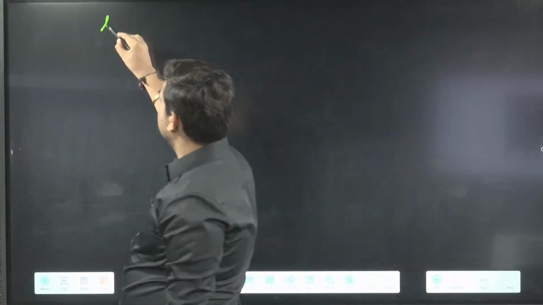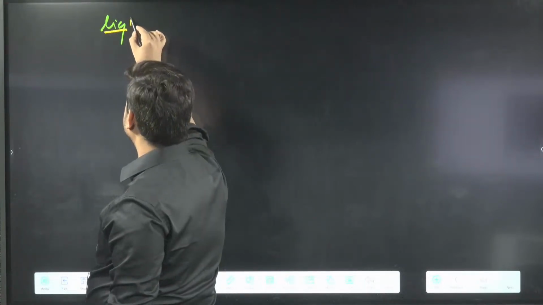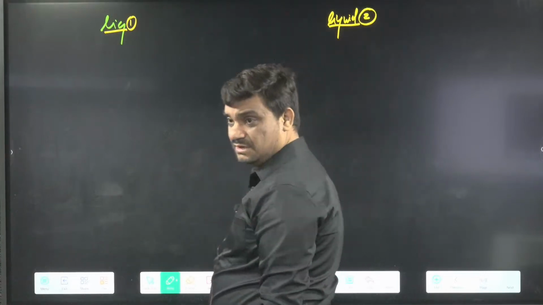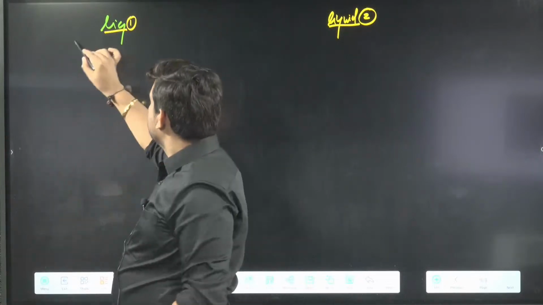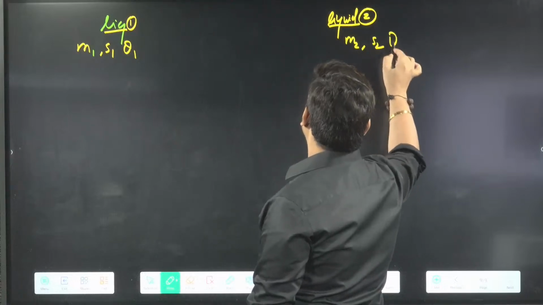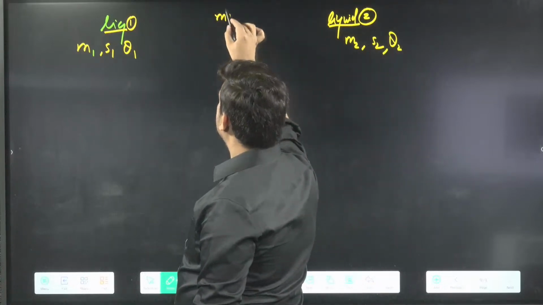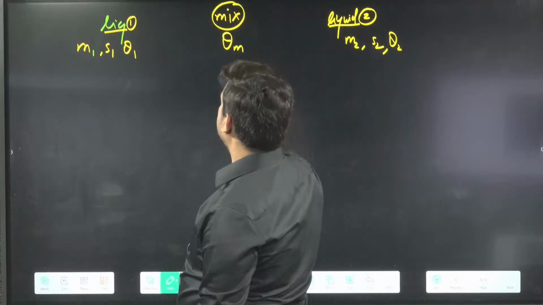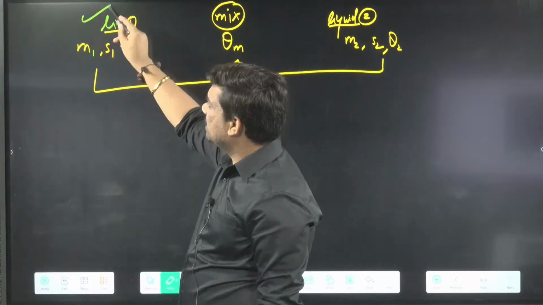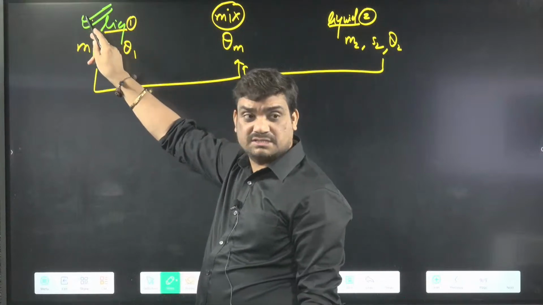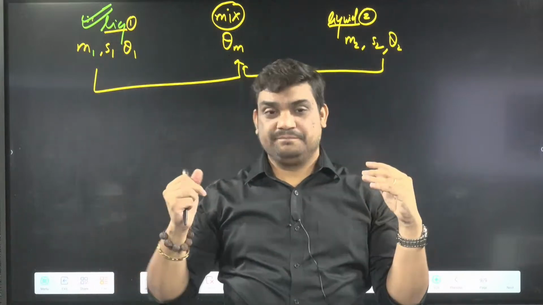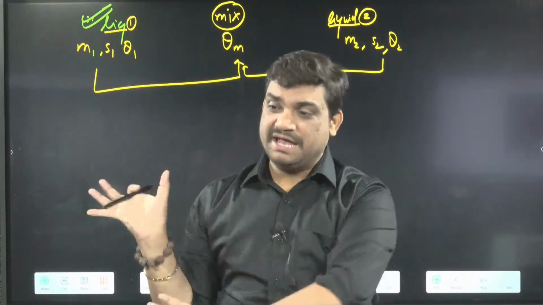Suppose I say here liquid, this is liquid 1 and this is liquid 2. This is only for liquid, not valid for ice mixture. Liquid 1 has M1, S1, theta 1, and this one has mass M2, S2, and theta 2. If I mix them, the mixture temperature becomes theta M. Now I will always write the lower temperature on this side, and the higher temperature on this side. This is my convention, my class, my method.